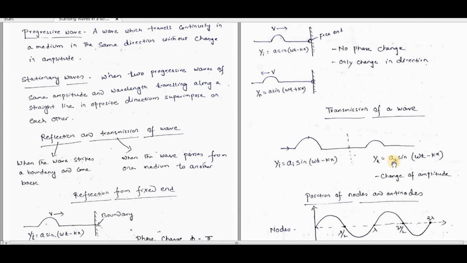you can see the transmitted wave has a different amplitude represented by at, while the direction of the wave is the same because the wave is traveling in this direction only. So there is no change in this sign. It is minus only. Here it is minus, here it is minus only. Only there is a change in amplitude of the wave. That is, the magnitude of the amplitude will change.